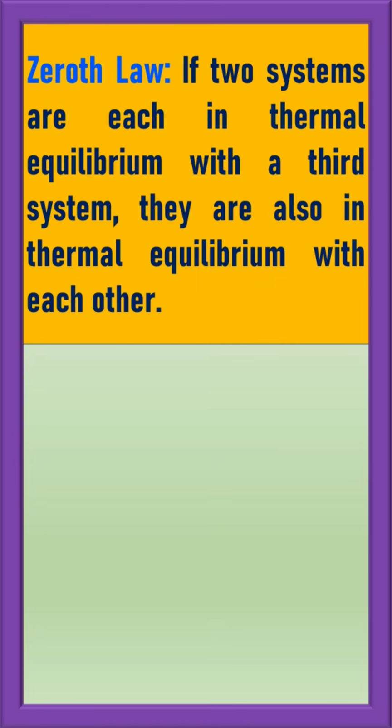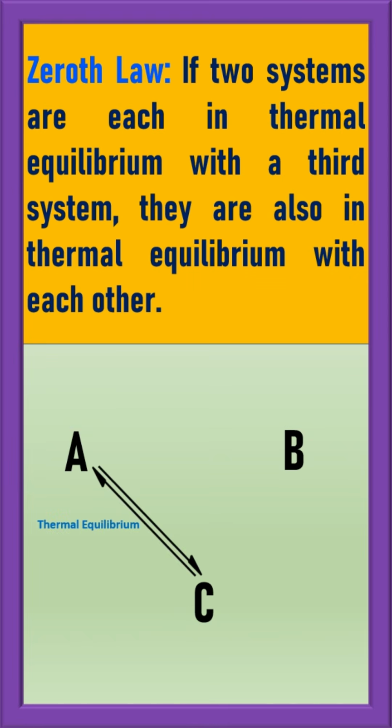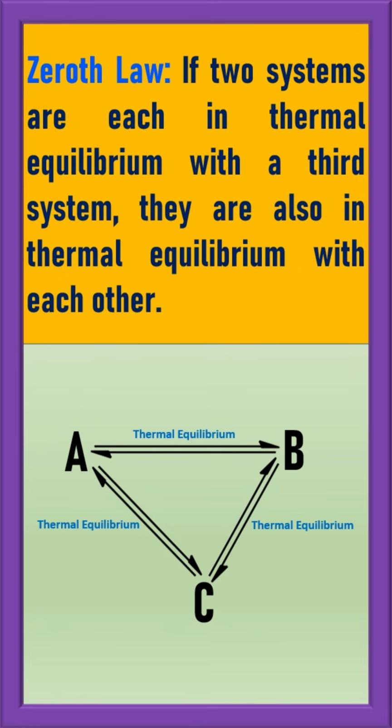It states that if two systems are each in thermal equilibrium with a third system, they are also in thermal equilibrium with each other. Suppose A, B, and C are three thermodynamic systems. A and C are in thermal equilibrium. B and C are also in thermal equilibrium. Then zeroth law states that A and B will also be in thermal equilibrium.